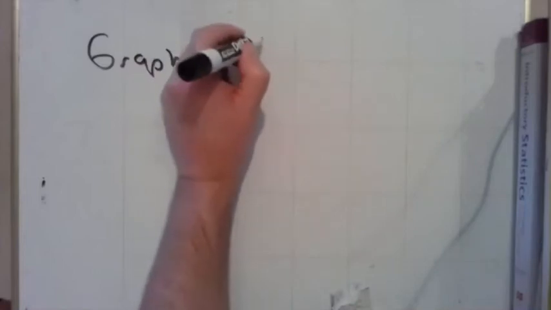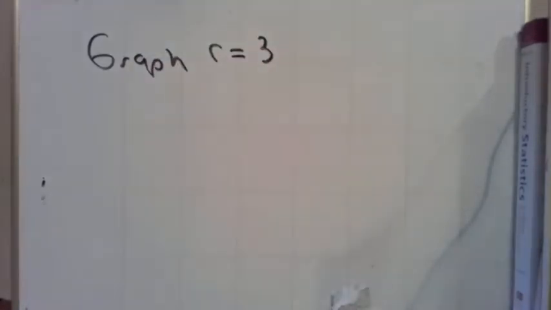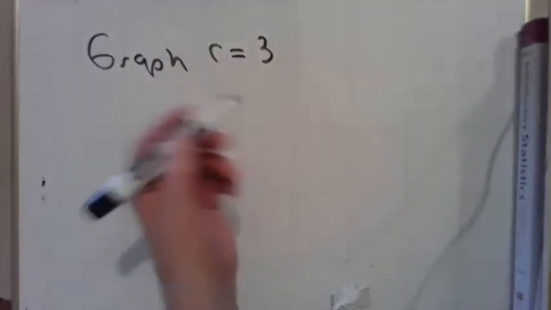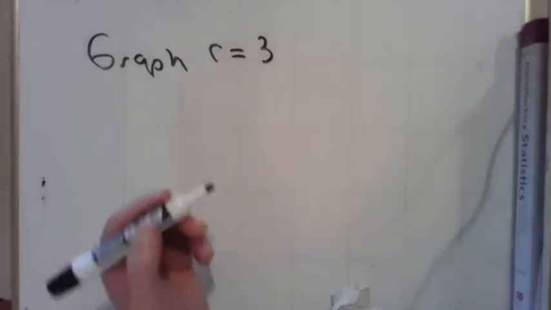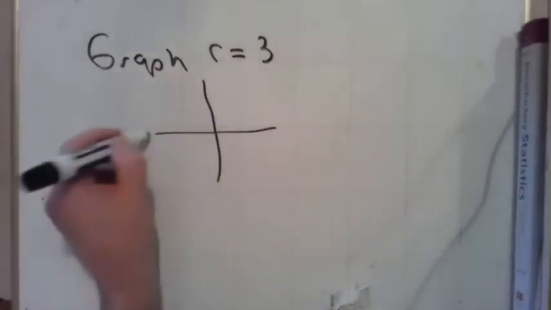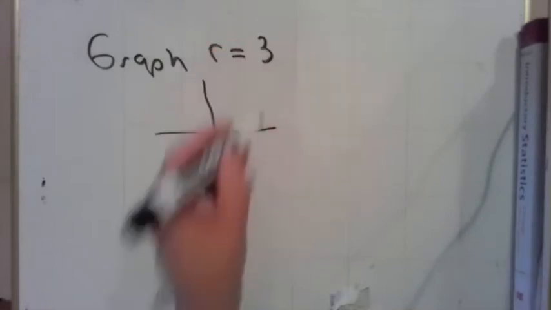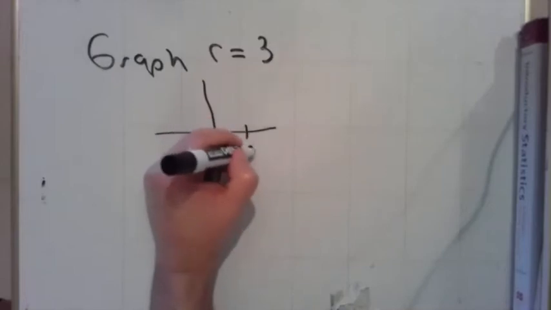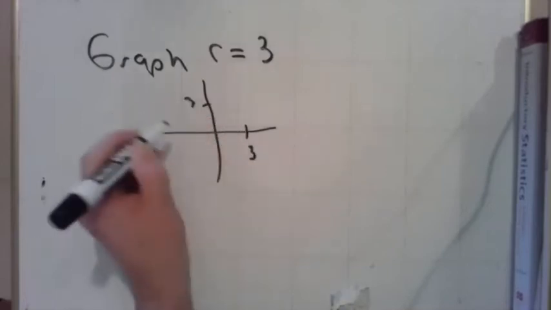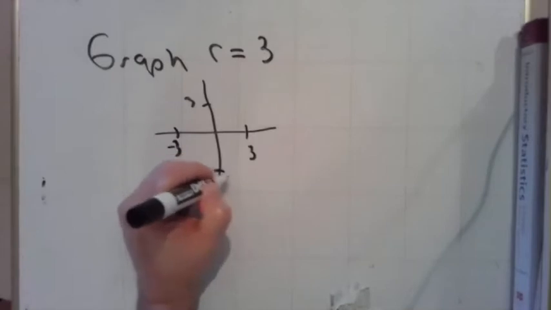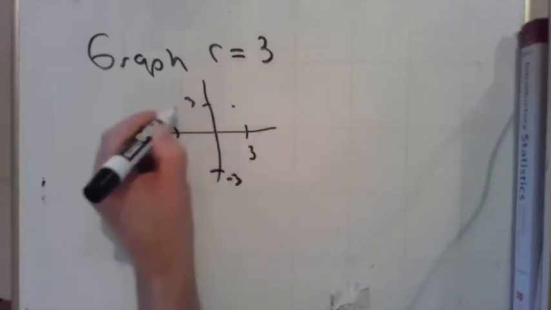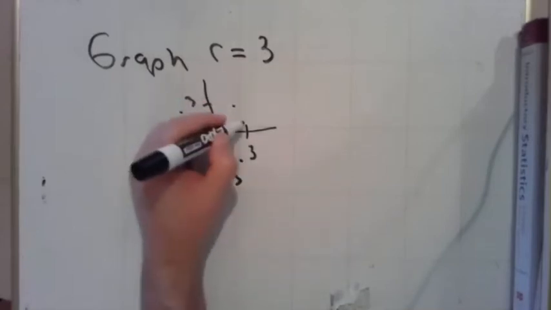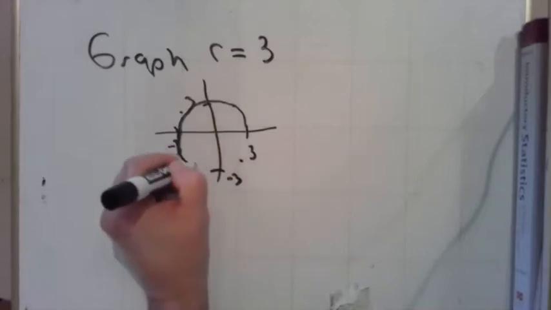So let's say I wanted to graph something simple, say r equals 3. I could go through all the work trying to convert that over to polar, but let's just think about it for a minute. What does it mean to be 3 units from the origin? That guy's 3 units away. That guy's 3. That's 3, that's 3. If we think about it, that's going to be a circle.